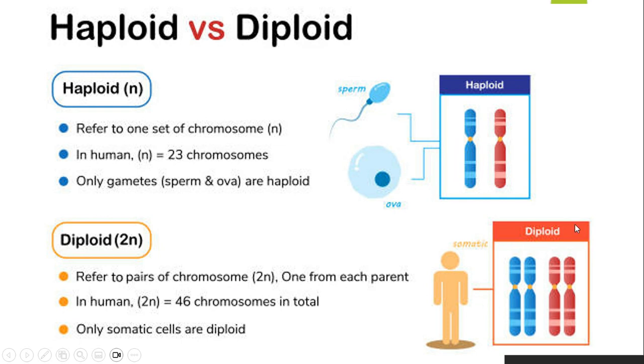So one from mom, one from dad, and it's a set of chromosomes versus just one chromosome. As you can see, it's one here, right? In humans, 2N is 46 chromosomes in total. Only somatic cells are diploid. Or here, only gametes, sperm and ova, are haploid, right?